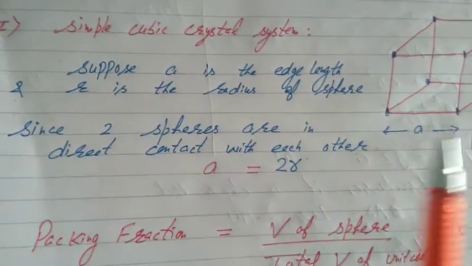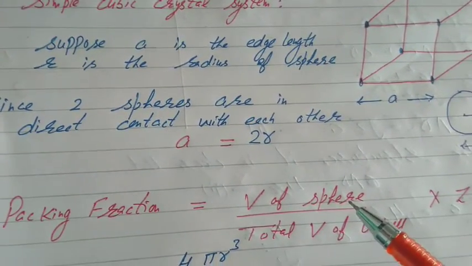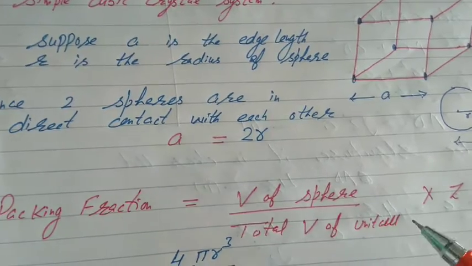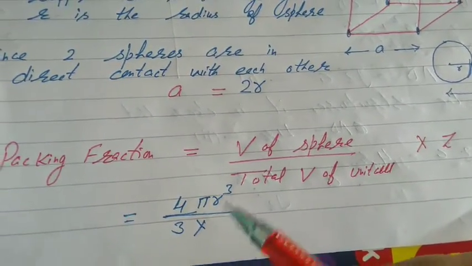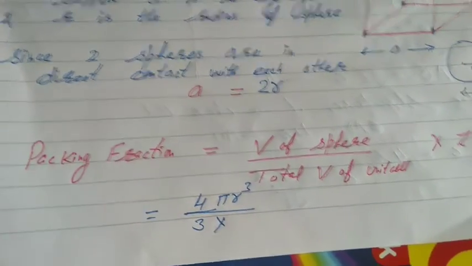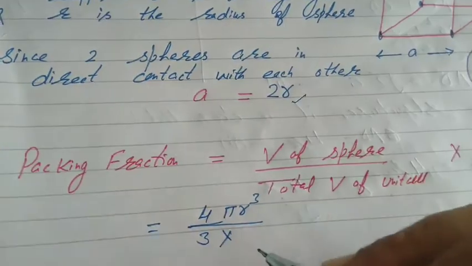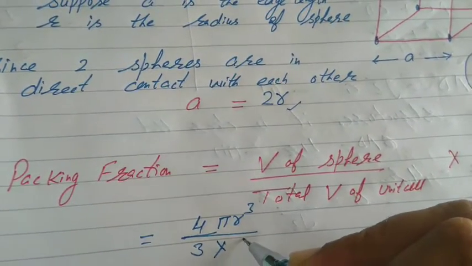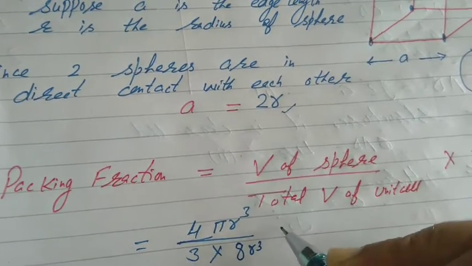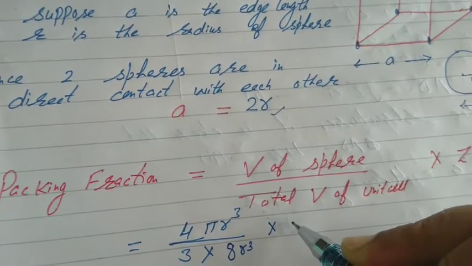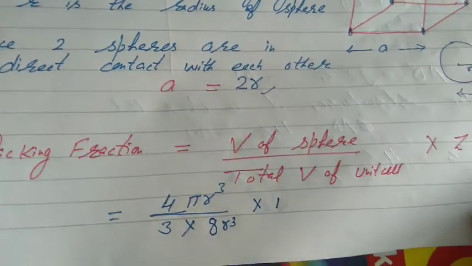When we find a, we apply the formula: packing fraction equals volume of sphere upon total volume of unit cell, into Z. Volume of sphere is 4 by 3 pi r cube. Volume of unit cell is a cube. What is the value of a for simple cubic system? 2r. a cube means 8 r cube, into Z. Z is 1 for simple cubic system. There is only one particle per unit cell in simple cubic system.